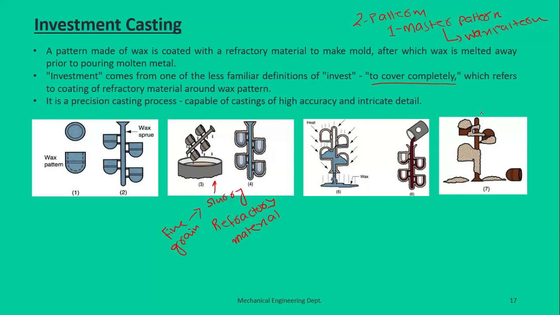Once it is solidified, the refractory coating mold cavity can be broken away from the part surface, and we can take out our product. This is how we perform this process, and it is called investment casting because invest means to cover completely. We are covering the wax pattern completely with the refractory material by dipping it into the slurry. It is a very precision casting process because it gives very high dimensional accuracy, and we can cast products with great complexity in shape as well as intricate details.